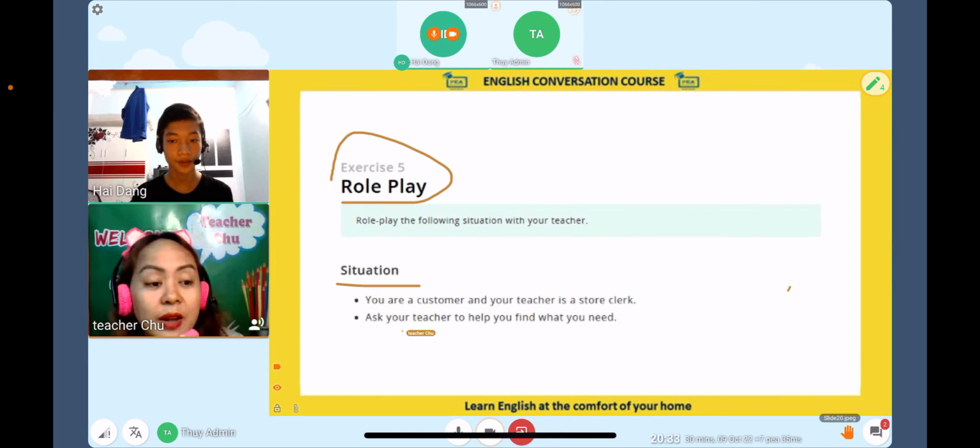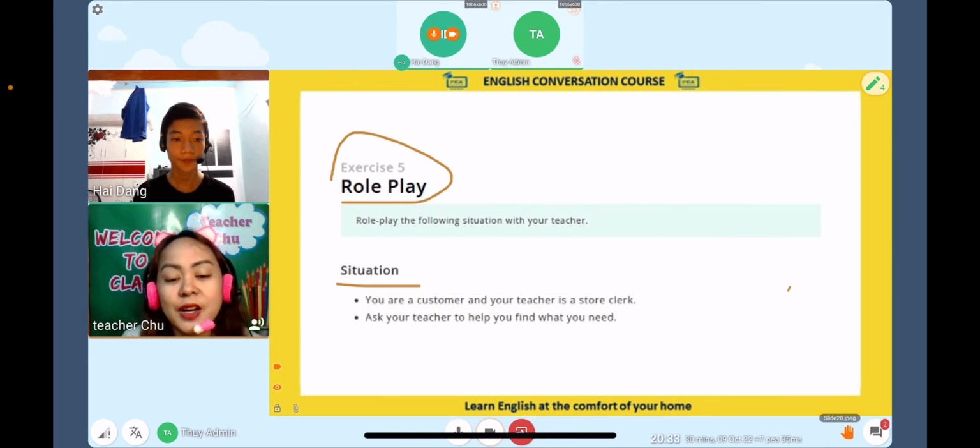Okay, here are the onions. The onions are $3. Carrots are $4. How many kilograms do you want to buy? I want to buy 2 kilograms of carrots and 1 kilogram of onions. All right, here it is. Total is $12. Here you are. Here is my money.